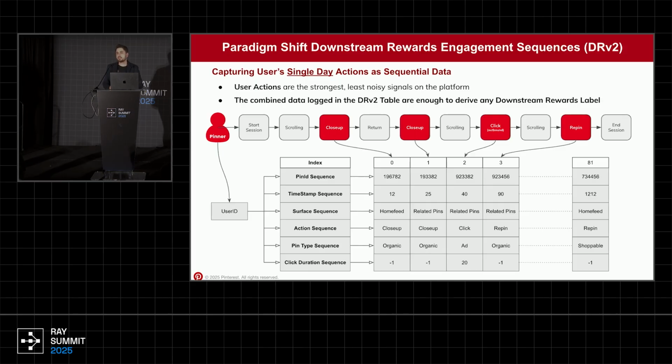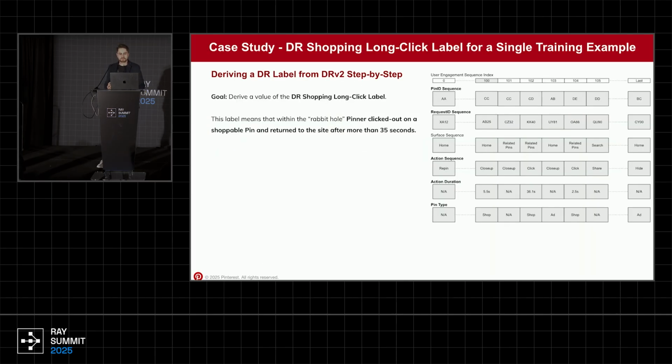And the beautiful thing about these sequences is that if you use various combinations of these sequences, you can derive any downstream label that you want. So let's look at an example. Well, let's try to derive the DR shopping long click label. The definition of this label is a bit convoluted. It requires that the user is in a rabbit hole, they click out from Pinterest for more than 45 seconds, and this click out happens on a shopping click. So if you were doing this in Spark, this would be a bit tricky to replicate.